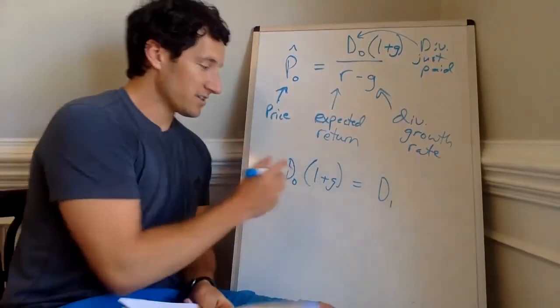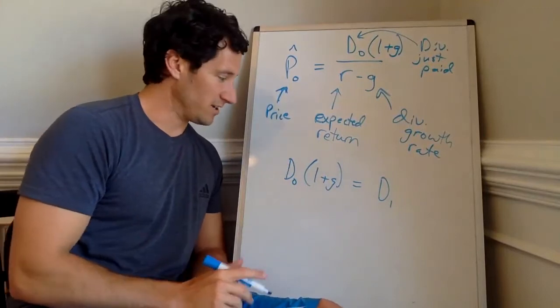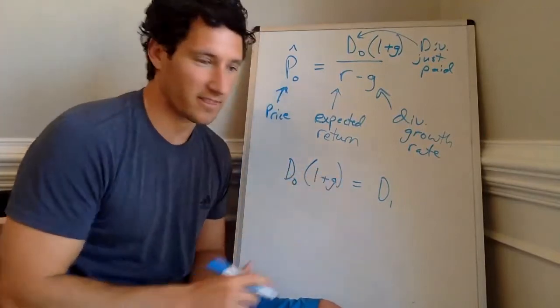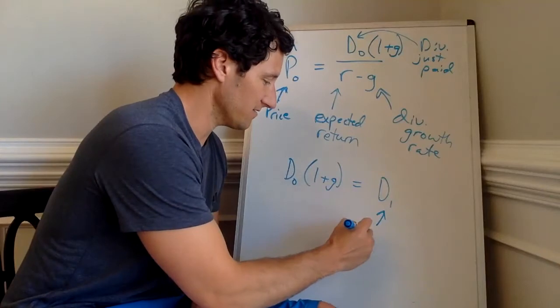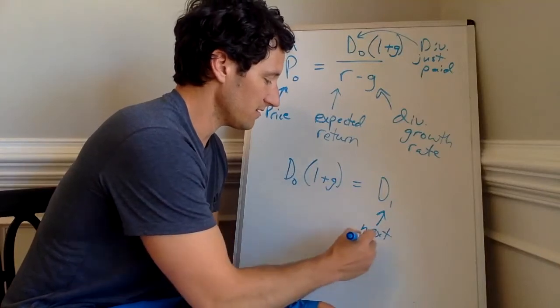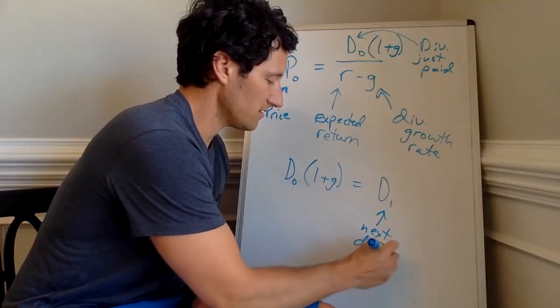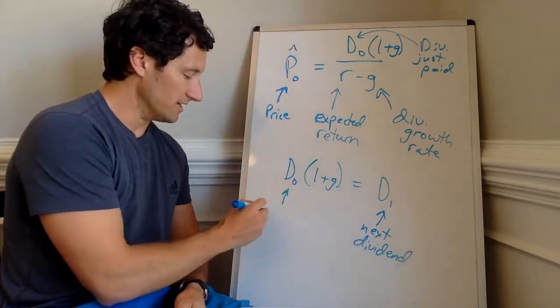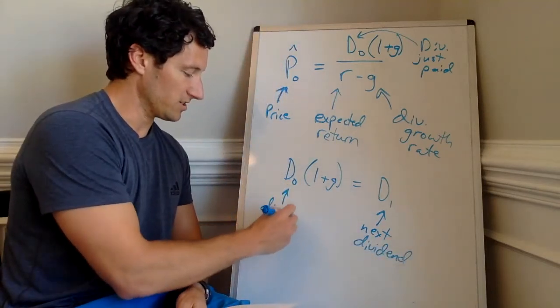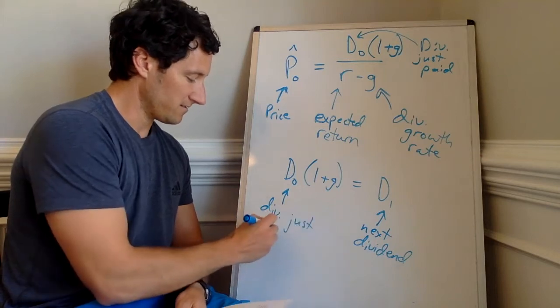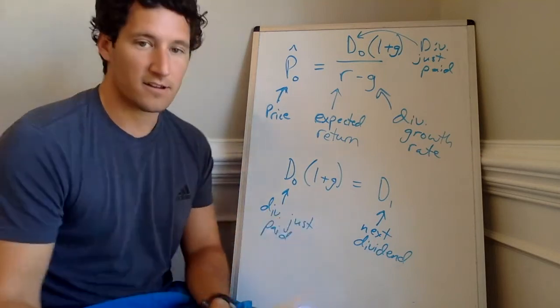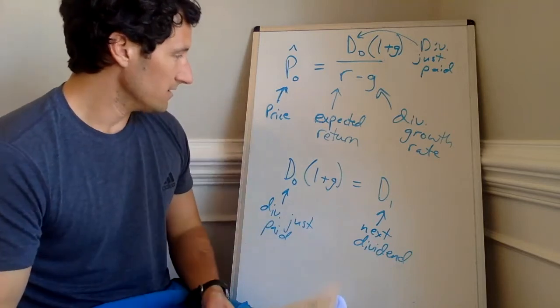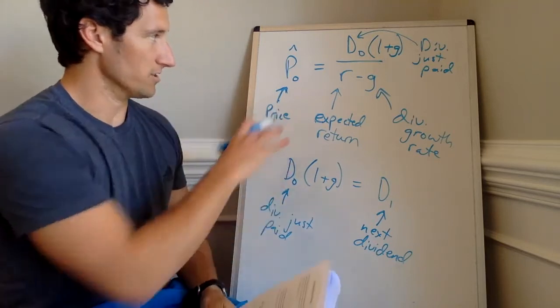So D0 times 1 plus our growth rate is equal to D1. This is going to be the next dividend. All right, D0 is still your dividend just paid. So you will adjust that way.